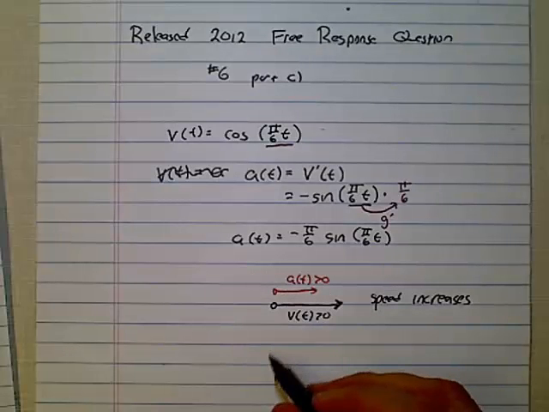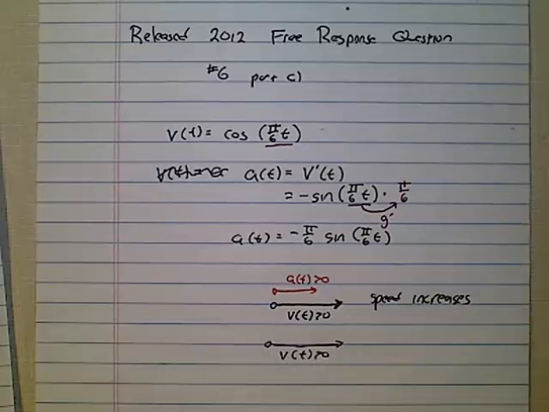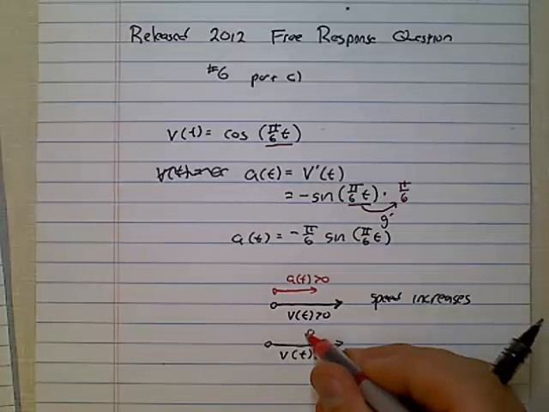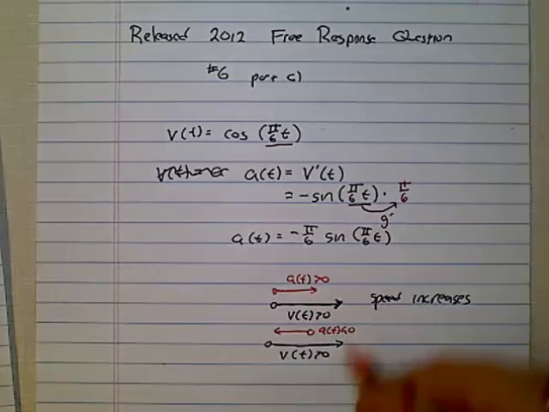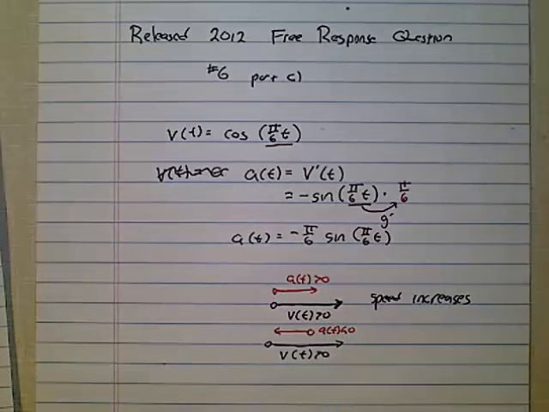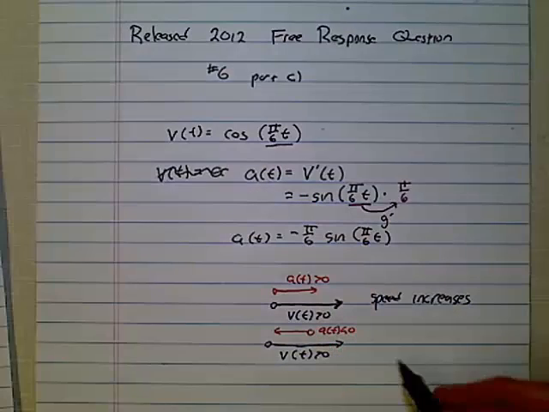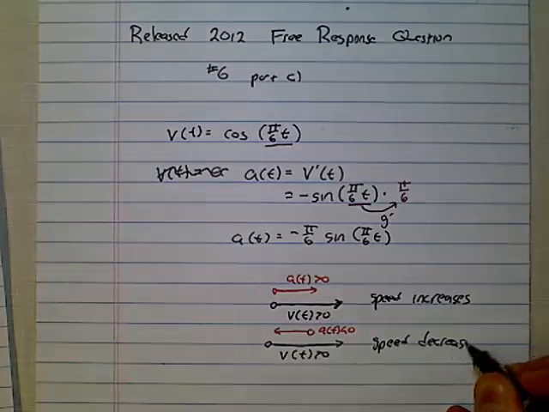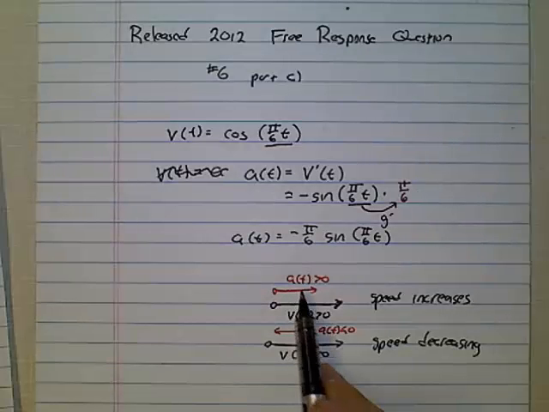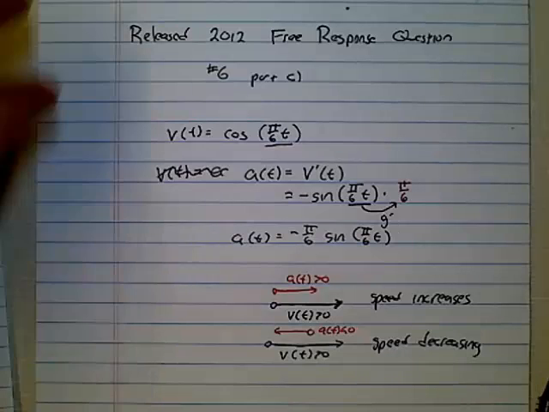Also, if the velocity is positive and the acceleration is negative, so now the acceleration is going this way, this is our acceleration less than 0. Now the acceleration is pushing against the velocity, so that's going to cause the particle to slow down. So our speed is decreasing. So far it looks like whenever the acceleration is positive, the speed is increasing, and whenever the acceleration is negative, the speed is decreasing. But that's not the whole story.